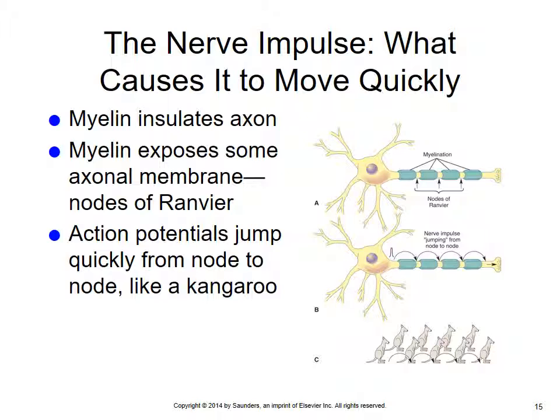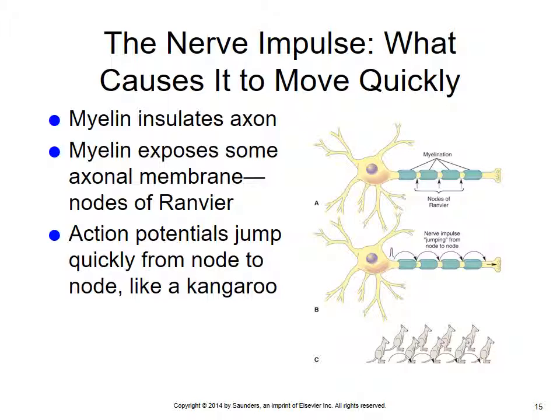So we're aware that the nerve impulse or action potential moves very quickly. So how does that happen? It mentions here that the myelin insulates the axon, and the myelin exposes some axonal membranes, and we see that at the nodes of Ranvier, those demyelinated or unmyelinated areas of the axon.